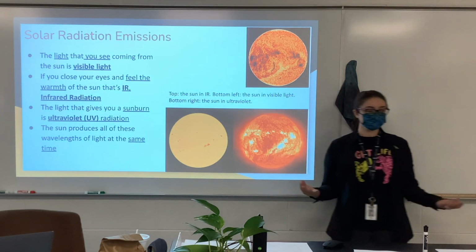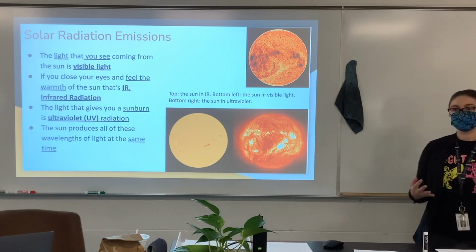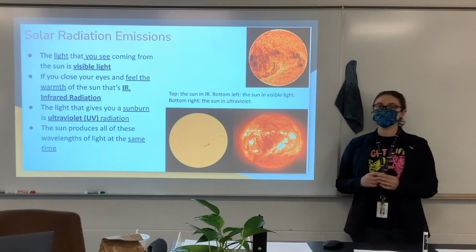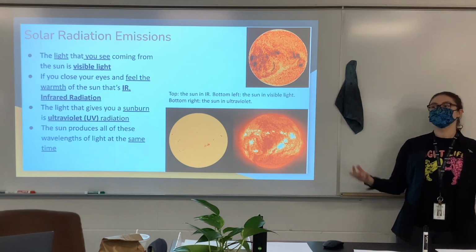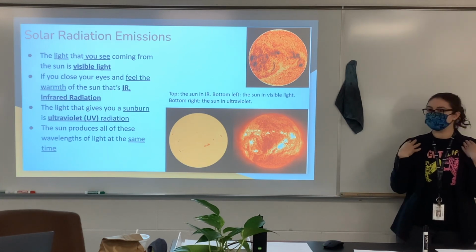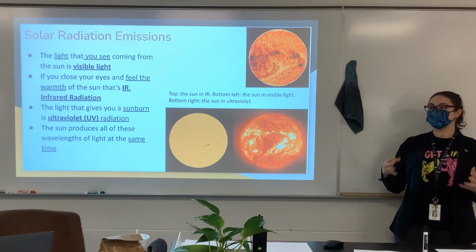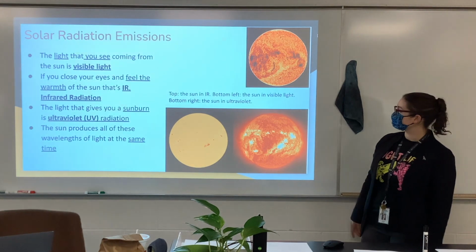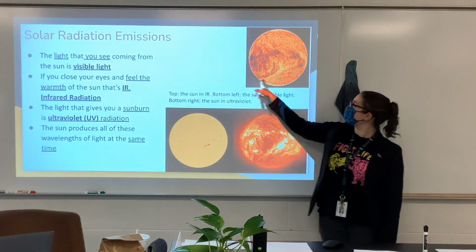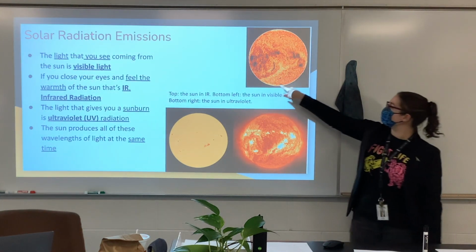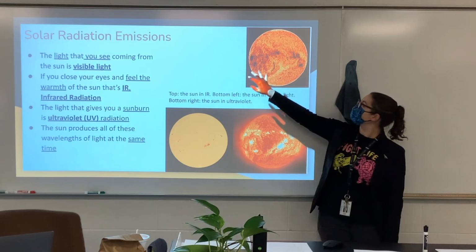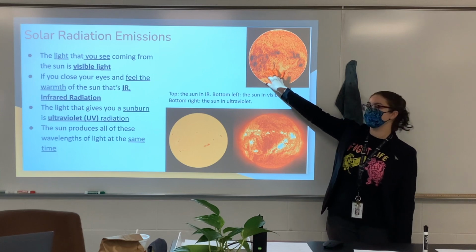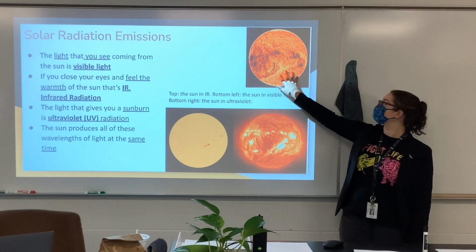So the sun also emits infrared radiation, sometimes called IR, and that is essentially like heat energy. So the warmth that you feel when the sun is shining on you, that is IR, infrared radiation. And this picture at the top is an image of the sun in IR, where I think the darker spots are hotter spots, and the lighter ones are cooler ones.